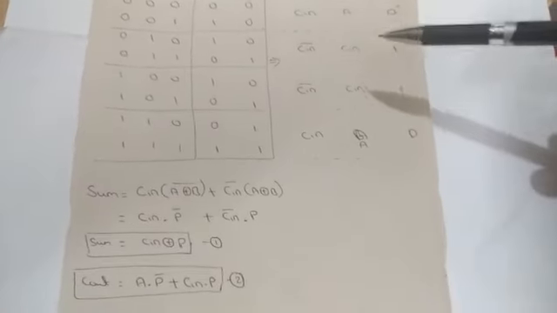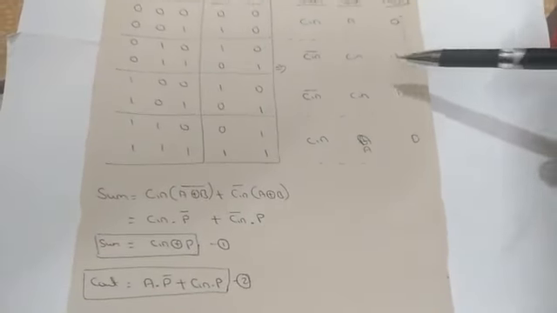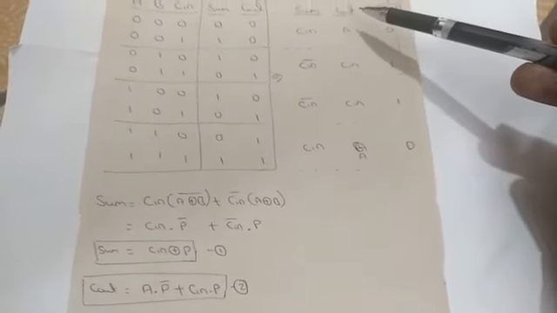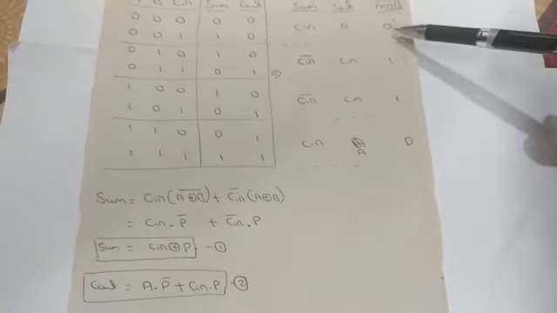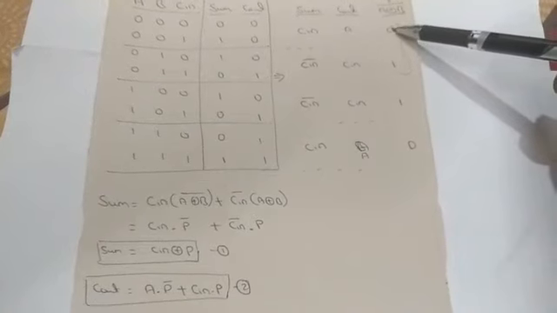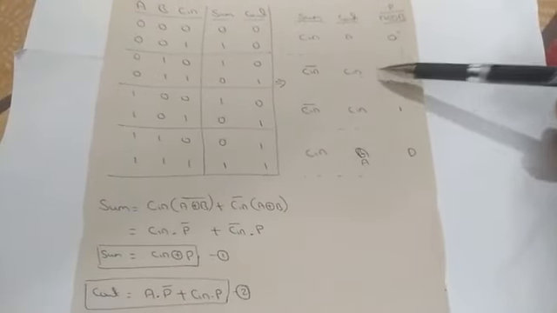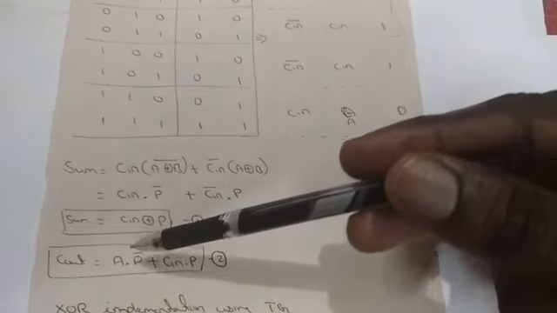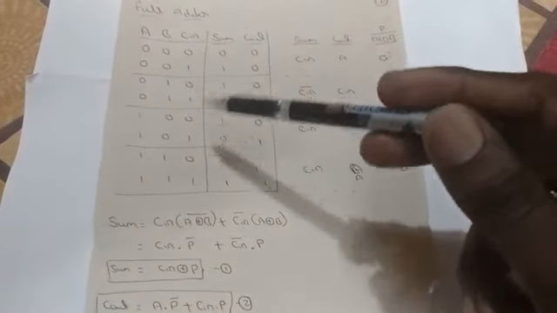In the same fashion, for C out, what we will be writing is C in into... sorry, C out is A into A XOR B whole bar, since it is 0. So what it will be? A into P bar plus C in into P. Okay, for C out it is A into P bar plus C in into P. So this is the reduced expression of the truth table we have formed.